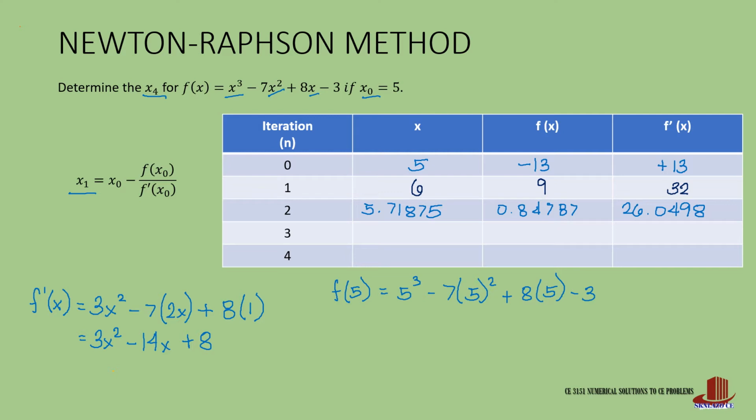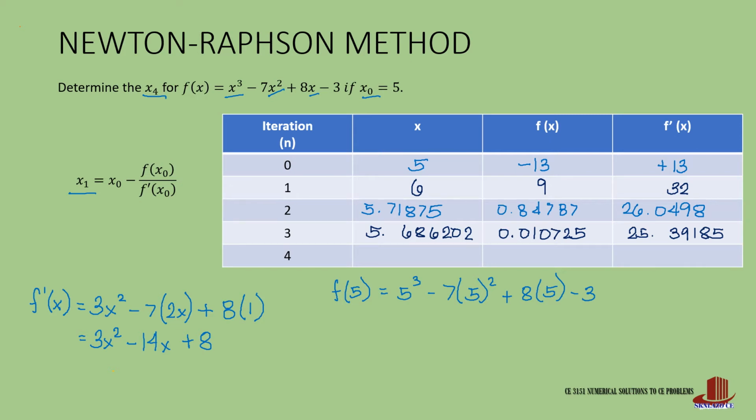For our third iteration, we are going to have the same procedure. So plug into our formula of x. That would yield 5.686202, and f of x would be 0.010725, and f prime of x is taken as 25.39185. Now for the last iteration.